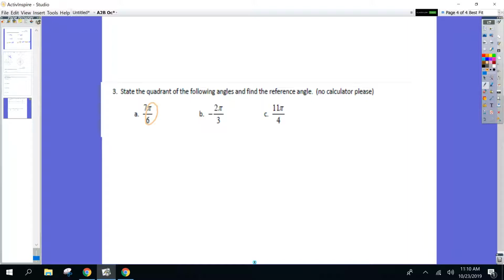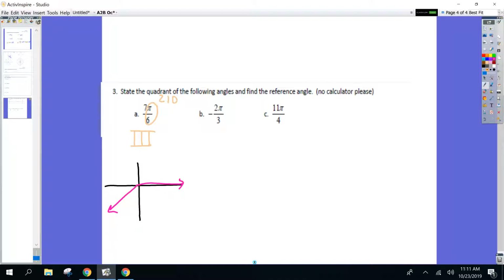What quadrant is 210 in? Quadrant 3. And it also says find the reference angle. We may need to just draw that out so we can see what it looks like. So I'm in quadrant 3. There's 210.